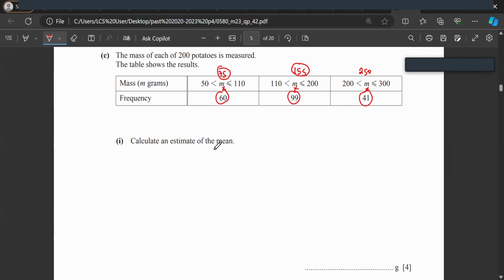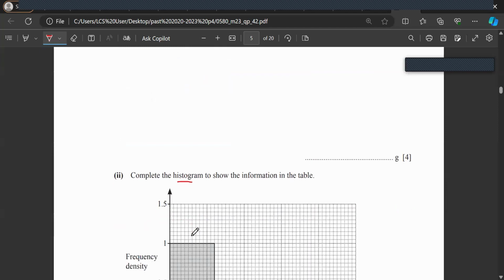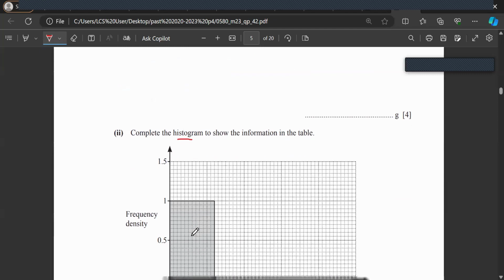What I want to say here is that we only get the midpoint between these two numbers in getting the mean. We never do this in any other question. Only in getting the mean, we get the midpoint of the interval. Okay? So look at this question. He's telling me to complete the histogram. Whenever he says histogram, that means I'm going to use the difference, not the midpoint.